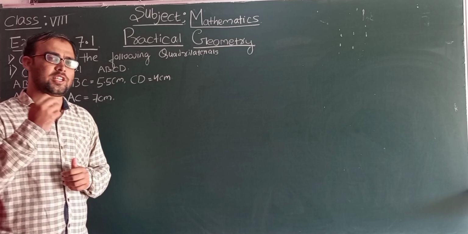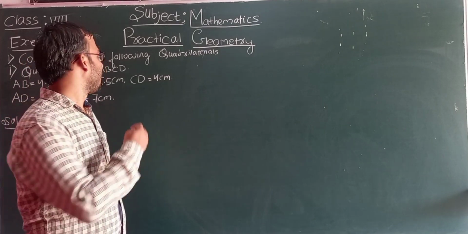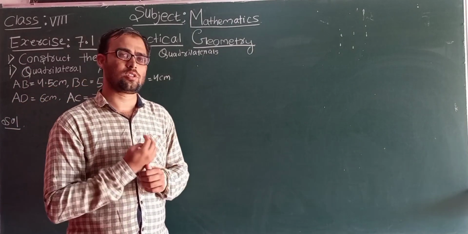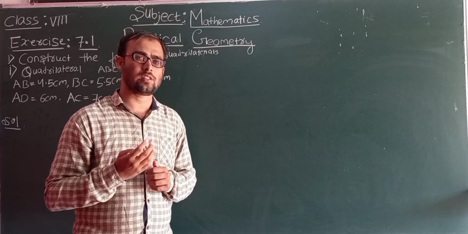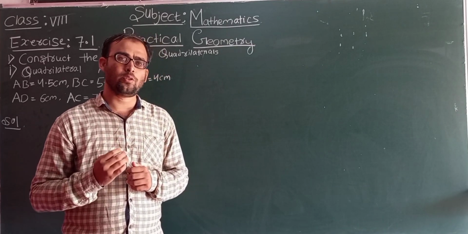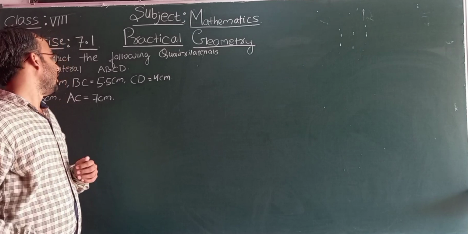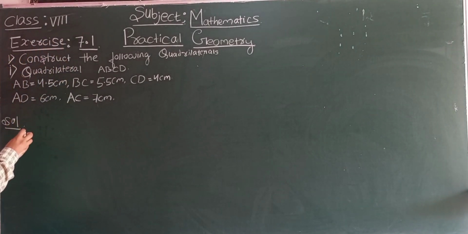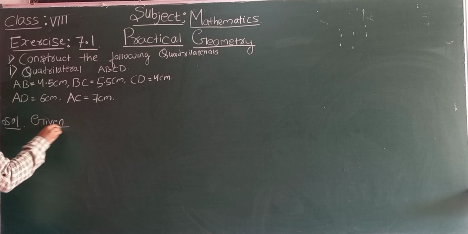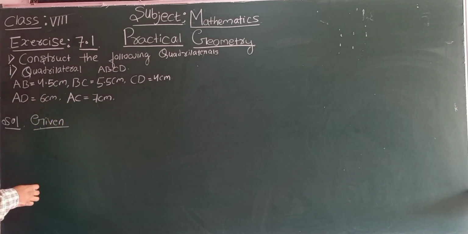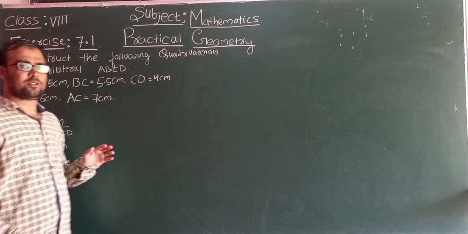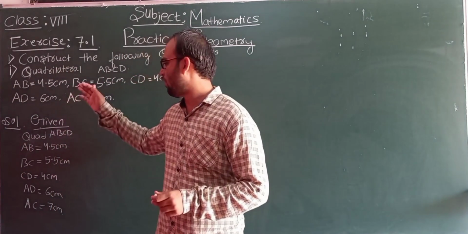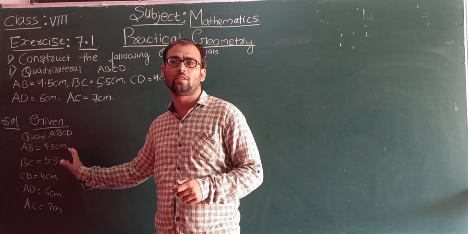Students, in construction, whether it is a construction of quadrilaterals or any triangles or any circles, first we need to write the given information. This is called as data, or you can write as given. So on the left hand side, first thing we need to write the given information. That is what we have done, students. So we have written the given information.